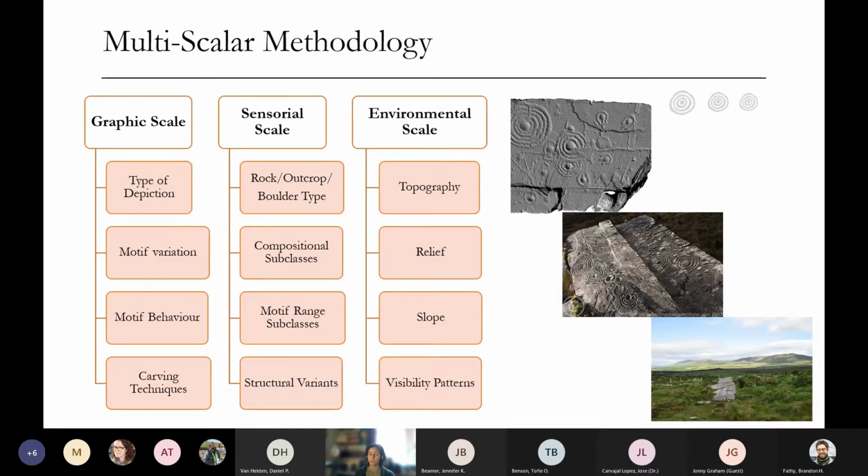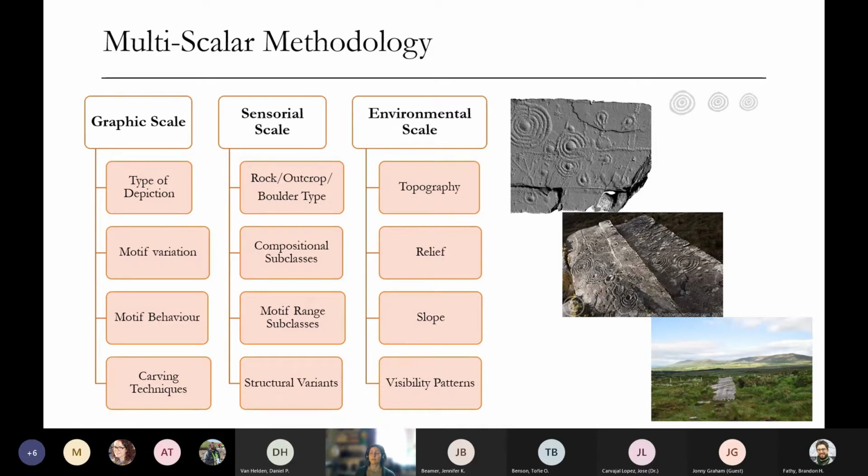And so at a small scale, which I call the graphic scale, I was focusing on the motifs and the small details of the motifs, so investigating these aspects, the motifs in situ, but also through digital recordings or 3D models that were produced with photogrammetry and reflectance transformation imaging. And these enabled the identification of very, very fine details and other important features, such as superimpositions in the rock art, which were previously thought to be absent.